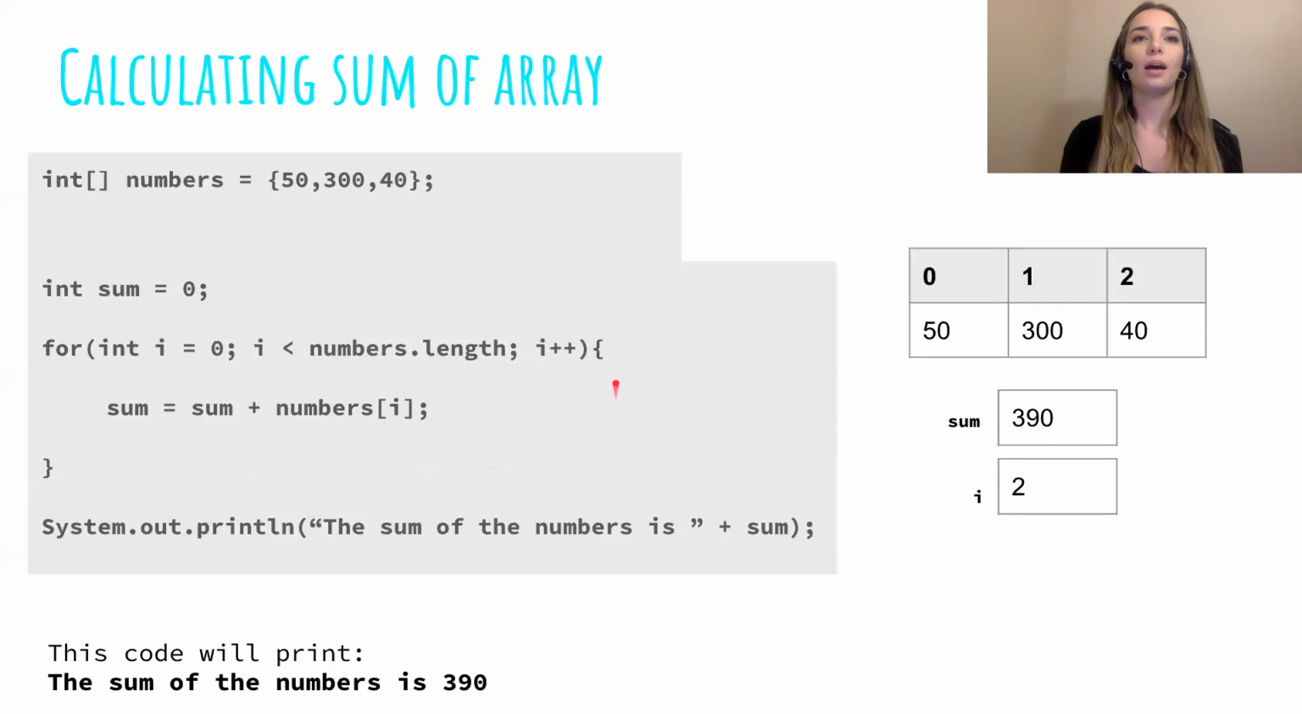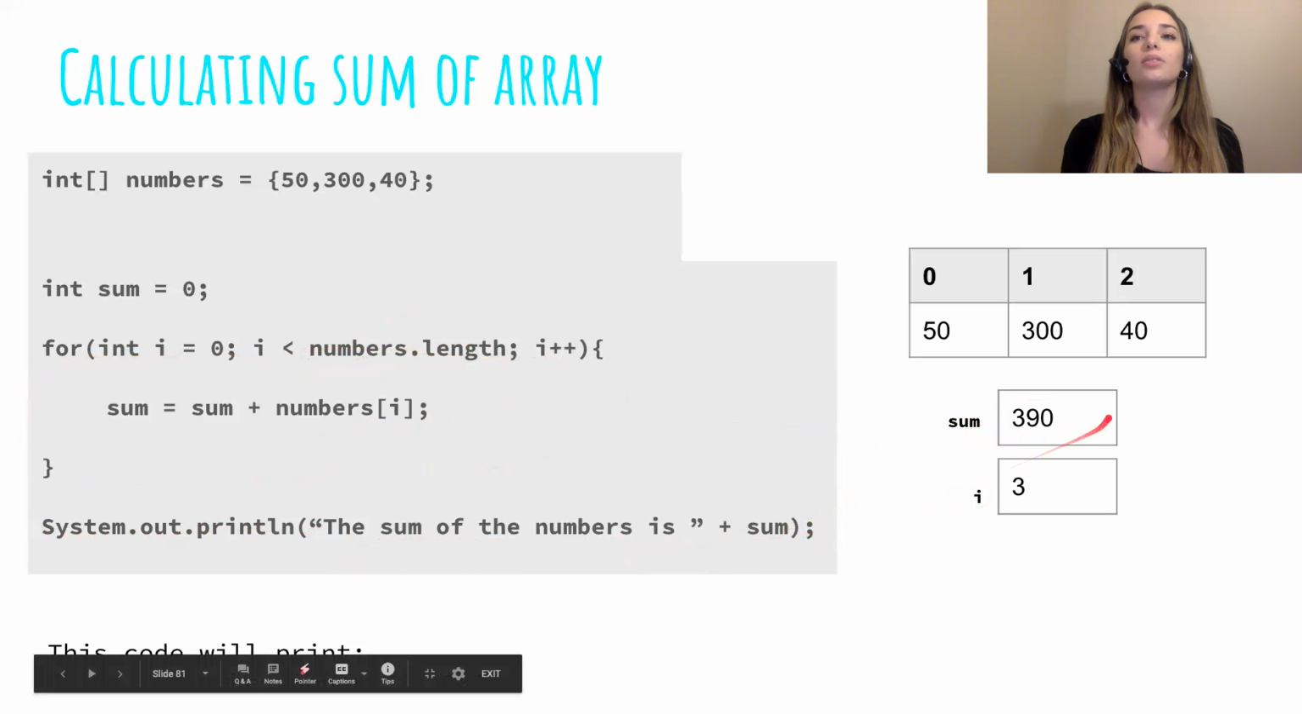So we jump back up and we increment i. At this point, i is 3. Is 3 less than numbers.length, which is also 3? Is 3 less than 3? The answer is no. So we jump out of this loop and continue our code. The rest of the code is just going to print out what the sum is. So this code is going to print out "the sum of the numbers is" and then sum. And sum is 390, so it's just going to print "the sum of the numbers is 390."